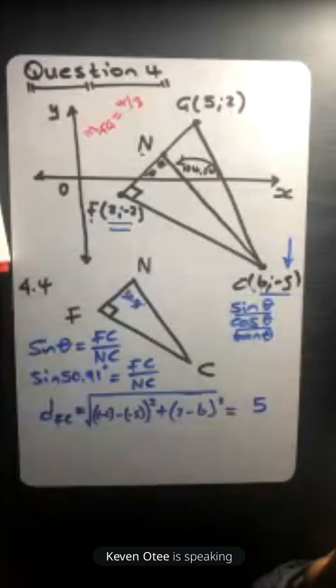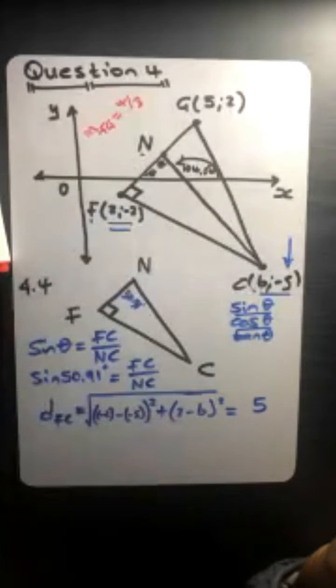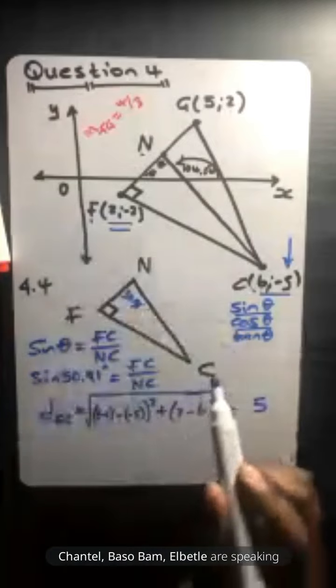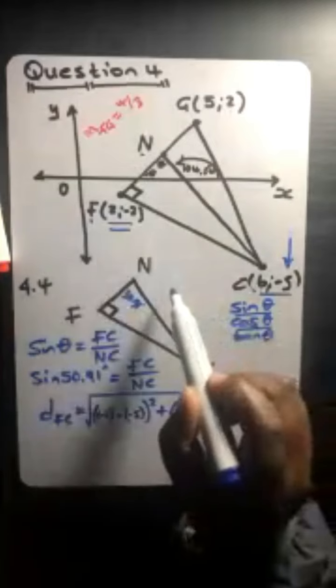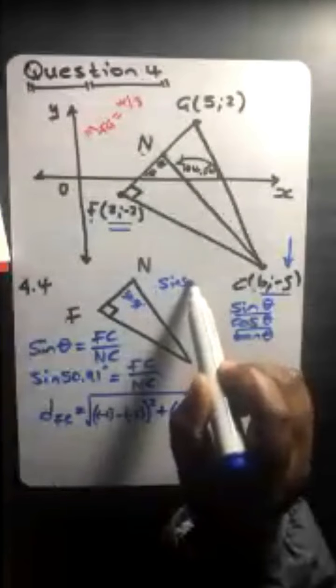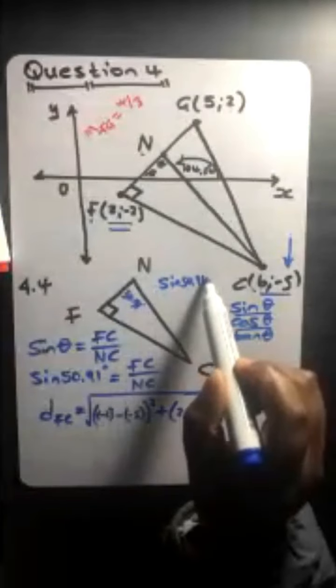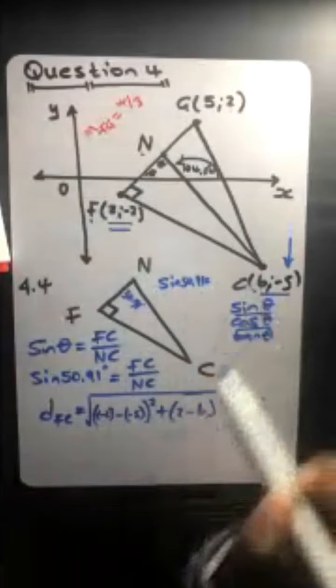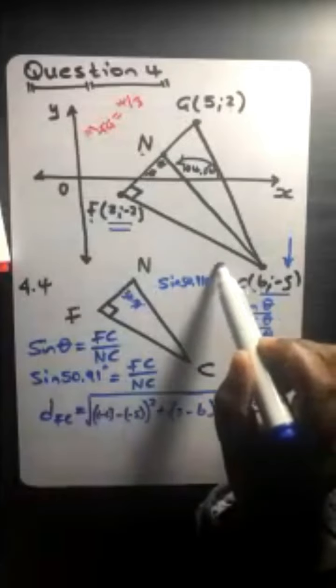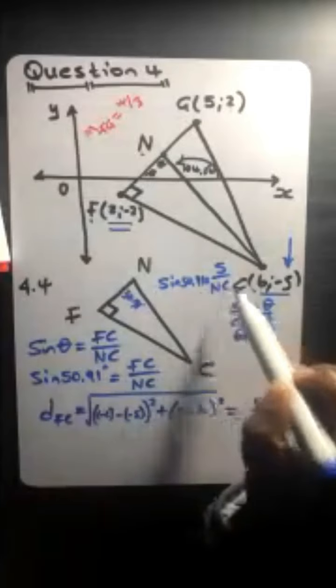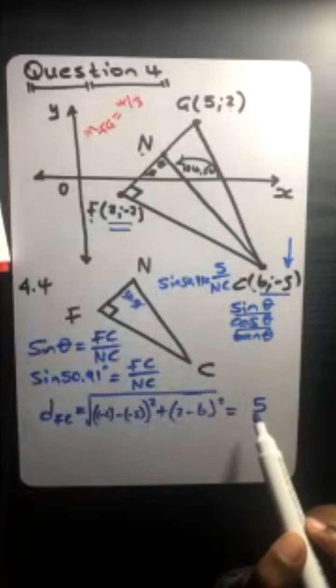5, sir. Yes, it's 5. 100%. So can you guys see? We therefore have sine of 50,91, which is equals to what? FC being 5 over NC.